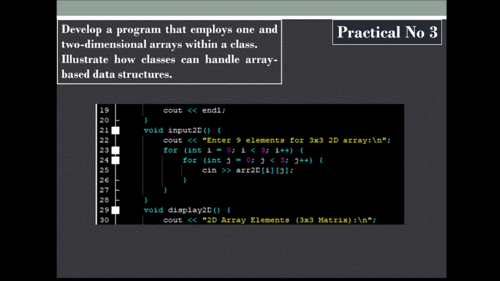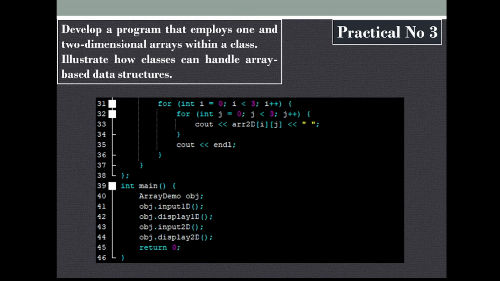Void display2D, cout "2D array elements 3 by 3 matrix". Here it is going to print the 3 by 3 matrix. for (int i = 0; i < 3; i++), for (int j = 0; j < 3; j++), cout array2D[i][j]. Here, what does it do? It prints a matrix element. Cout endl moves to the next row.